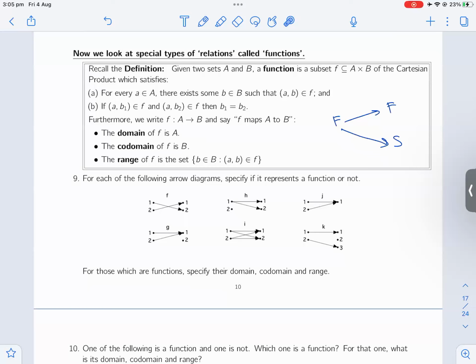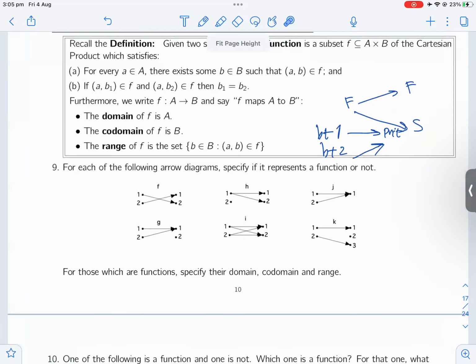Now, here's the thing. If for any corresponding output we have only one input, that's injective. If I press one button, BT1, it prints, and if I press the second button BT2, it also prints. It is a function. It might be surjective, but the buttons are not working injectively. The relation is not one-to-one. We will see more in the example.